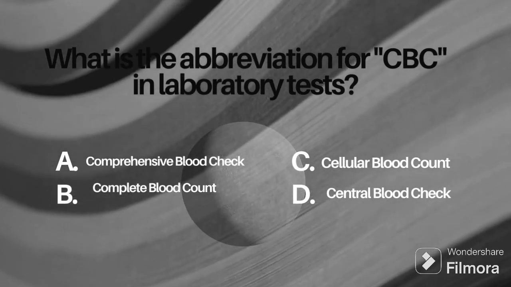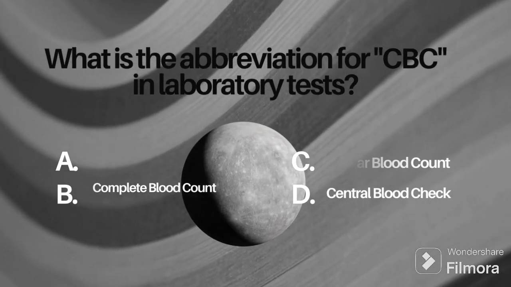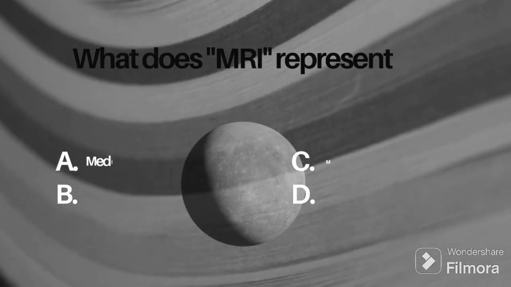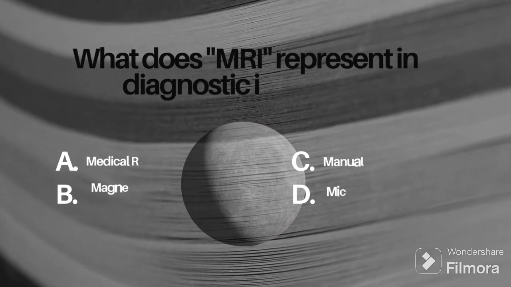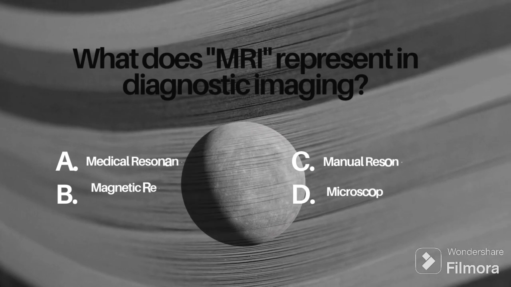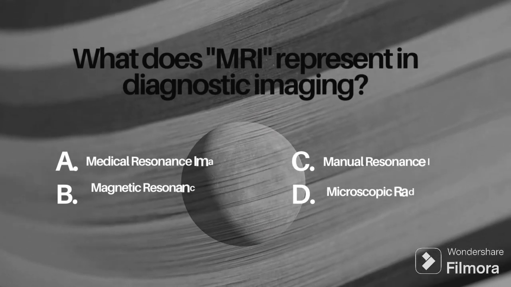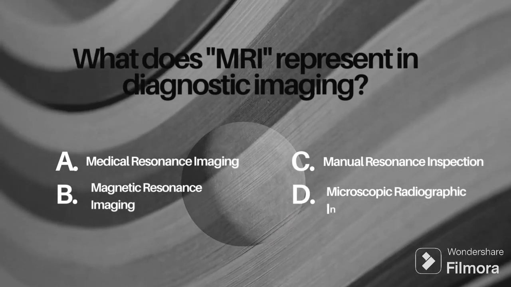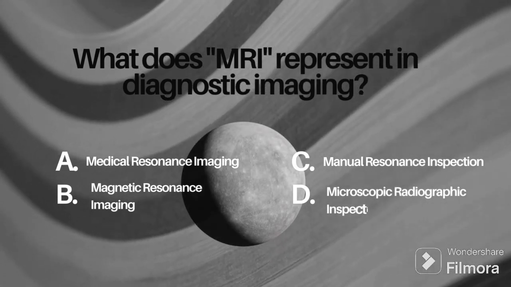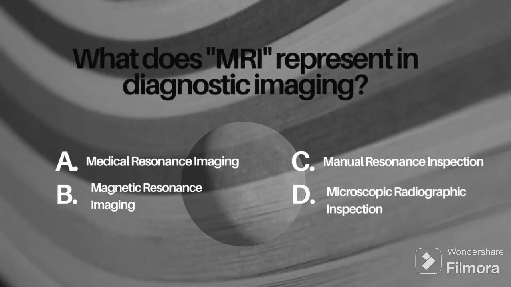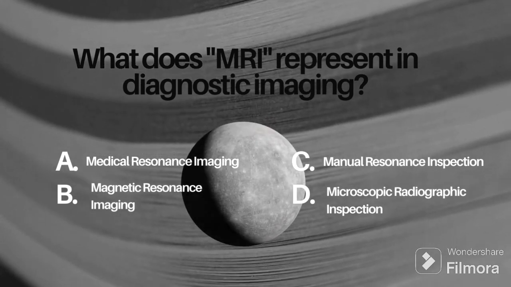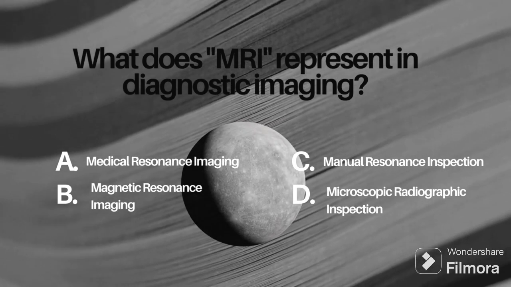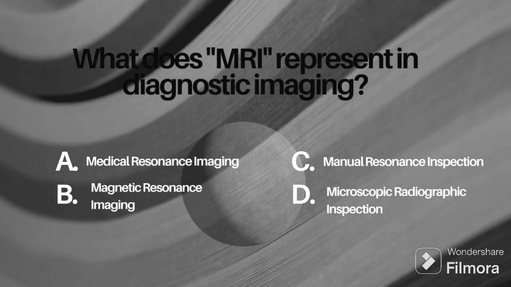Next we'll move on with the ninth question. So read the question carefully and give your answer in the comment box. What does MRI represent in diagnostic imaging? A is medical resonance imaging, B is magnetic resonance imaging, C is manual resonance inspection, and D is microscopic radiographic inspection. So read the question carefully, read the options very carefully, and write your answer in the comment box.